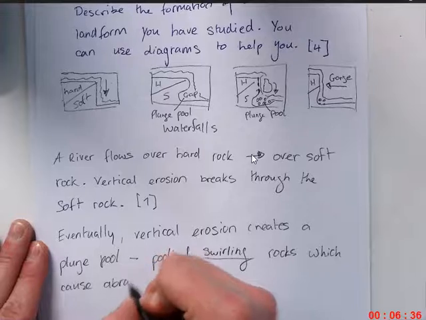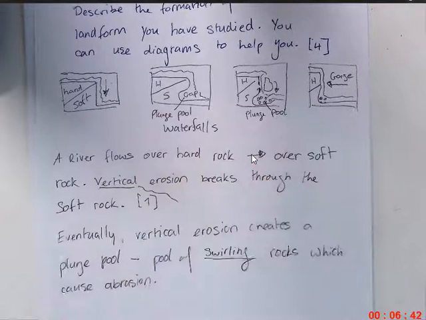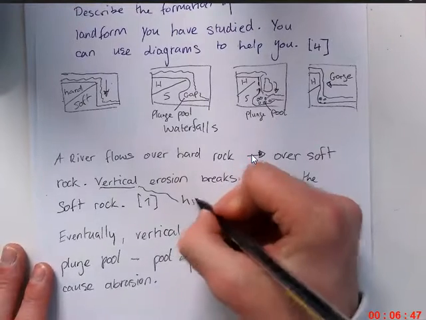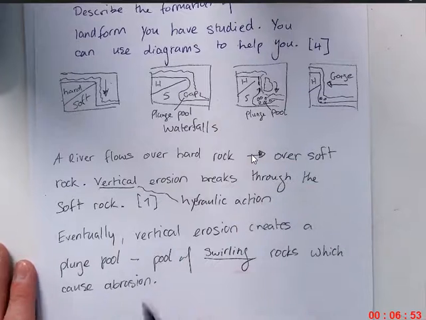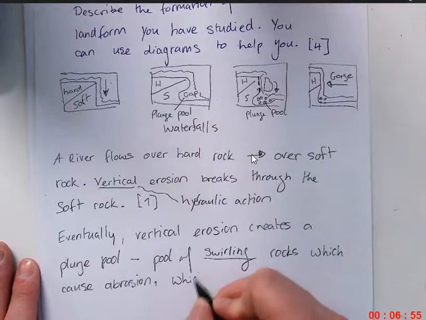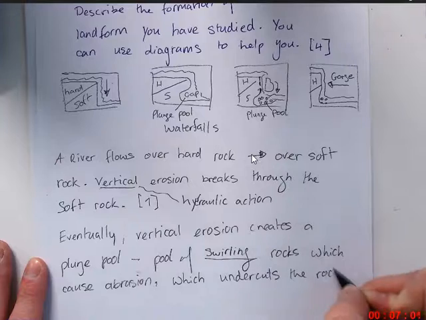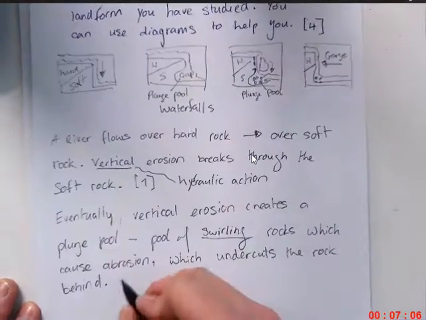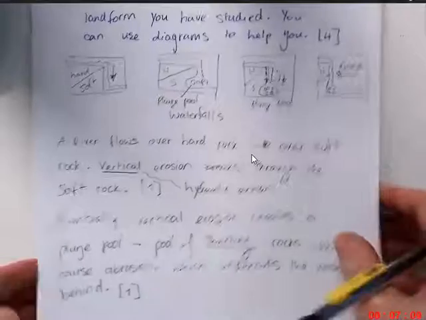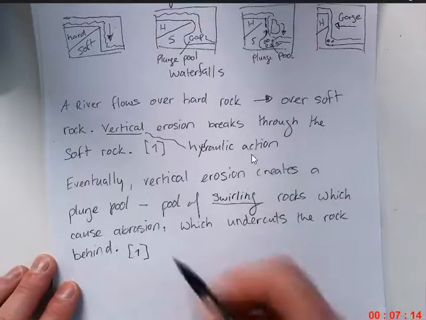Abrasion. Sorry, I forgot to mention earlier on, this process here, another word for the river's vertical erosion, the force of the water, would be hydraulic action. Well done. So you know this. Okay, so they cause abrasion, which undercuts the rock behind the fall. Yeah. So instead of saying vertical erosion, can you say hydraulic action? Absolutely. Hydraulic action breaks through the soft rock. Yeah, absolutely. Okay, so that's the second mark.